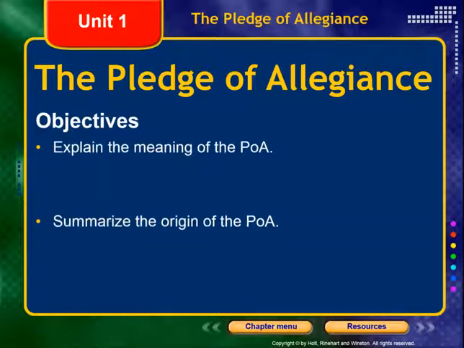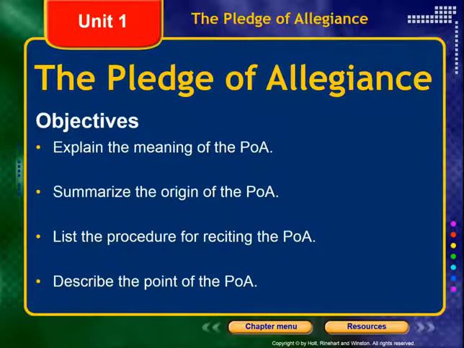So hopefully what we've done so far here today is explain the meaning of the Pledge of Allegiance, summarize the origin of the Pledge of Allegiance, list the procedure for reciting the Pledge of Allegiance, and describe the point of the Pledge of Allegiance.